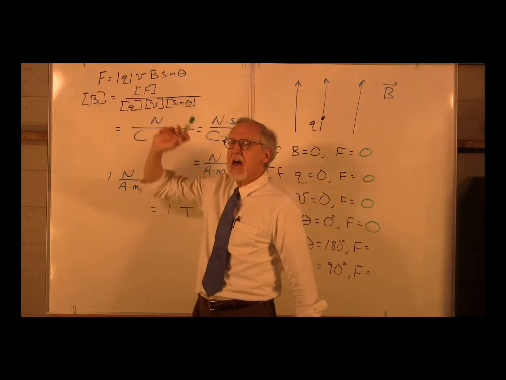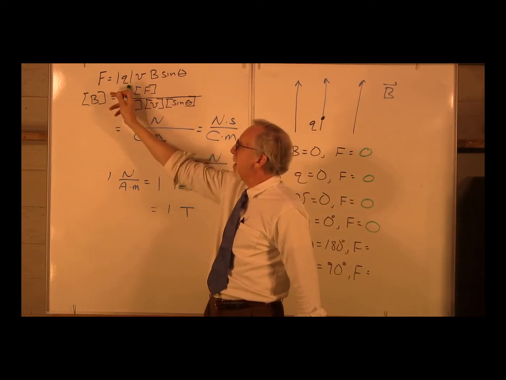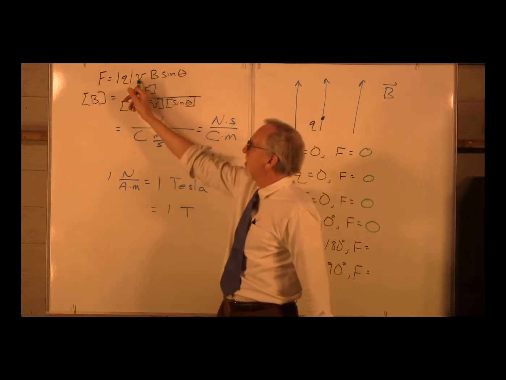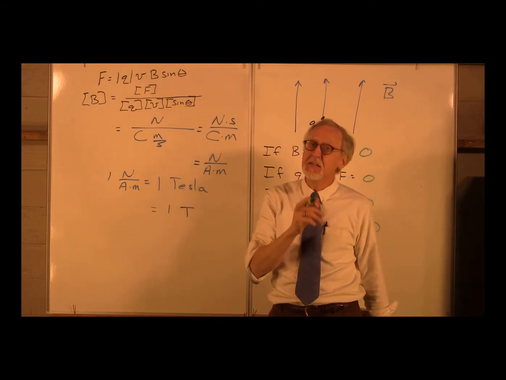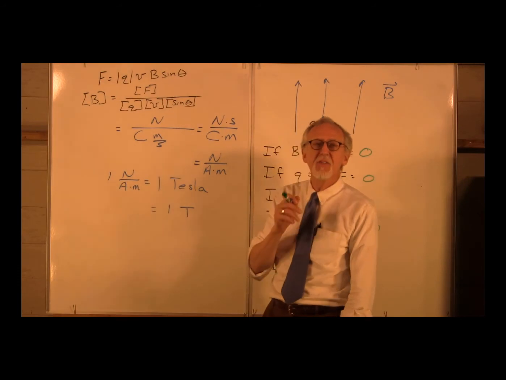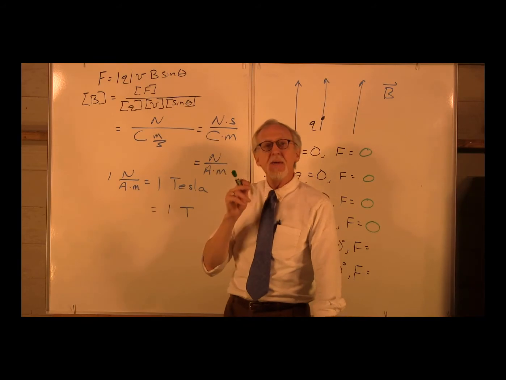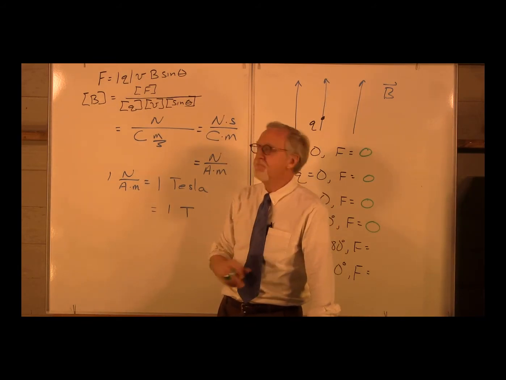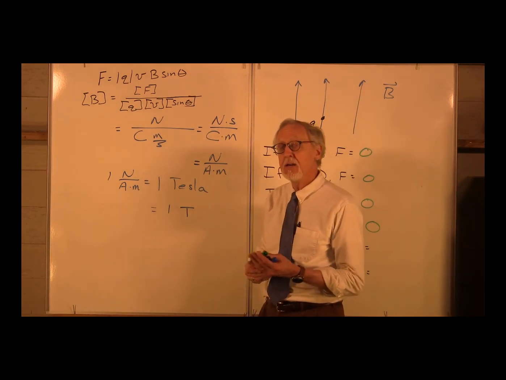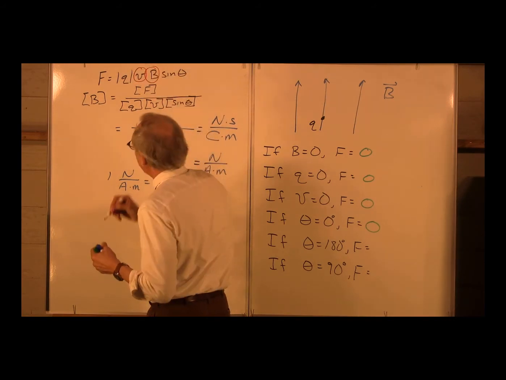What is F? F is the force on a charge. What is absolute value Q? That is the magnitude of the charge that we're talking about. What is V? It's the magnitude of the velocity that the charge has as it's moving through the magnetic field. What is B? B is the magnitude of the magnetic field. And what is theta? Theta is the angle between what? It is the angle between V and B.